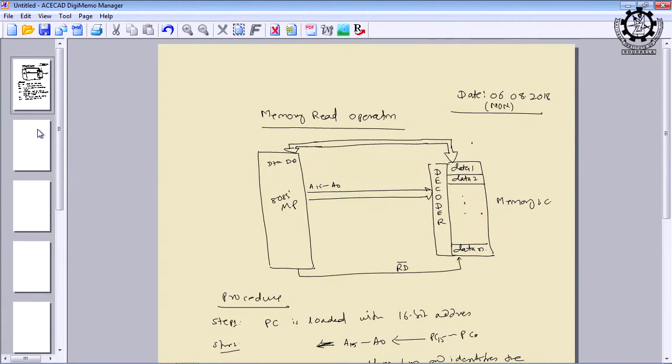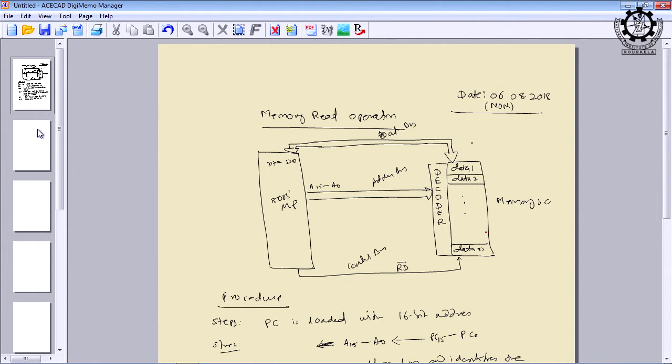So, to carry out the memory read operation, what are the minimum resources required? One, we should have the 8085 microprocessor or any microprocessor in general, and on the right side we must have the memory, and we must have the system bus. We already classified the system bus into 3 types. One is the address bus, this is the address bus, and this is the data bus, and this is the control bus. These are the 3 resources required to carry out the memory read operation.